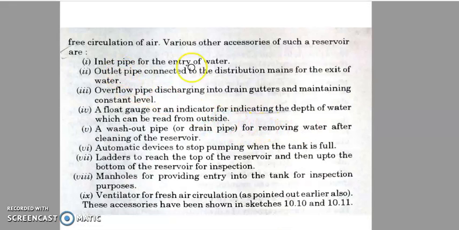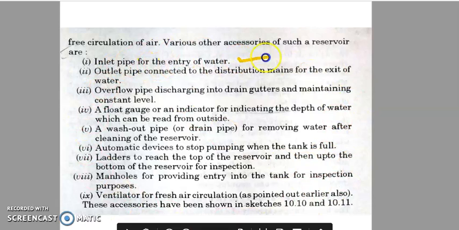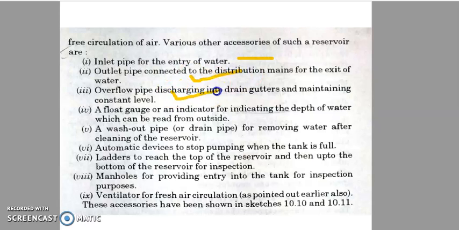Now all the accessories provided are summarized here. Inlet pipe for the entry of the water, outlet pipe connected to the distribution main for the exit of the water, overflow pipes. So these are all I have shown, and a float gauge or an indicator for indicating the depth of the water which can be read from outside, that also you have seen. And then the drain pipe for removing water in the reservoir for cleaning purpose, and automatic devices to stop the pumping when the tank is full, so automatic shut off of the pump. So some devices can be provided.